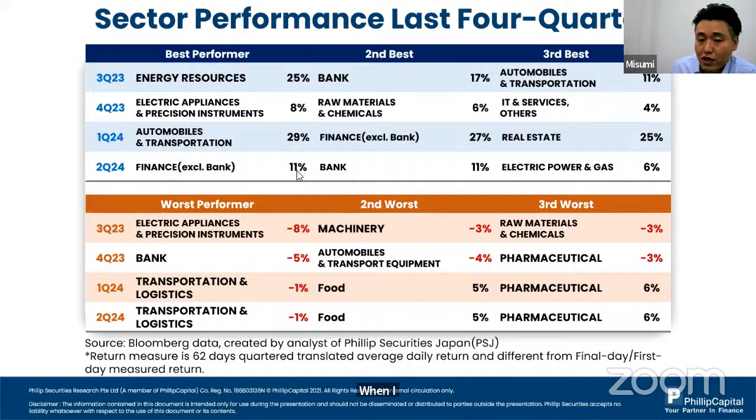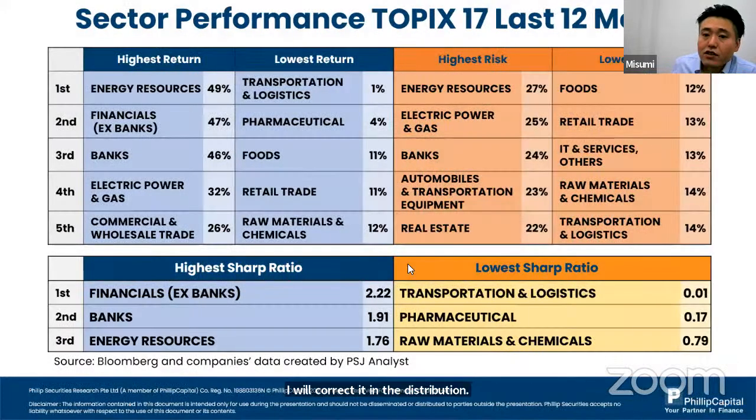I will discuss these matters later. Sorry, I didn't properly write the worst performer in the second quarter. This is almost the same. Sorry, I will correct it in the distribution. Let's move to the second one: sector performance in the last 12 months, the total performance.